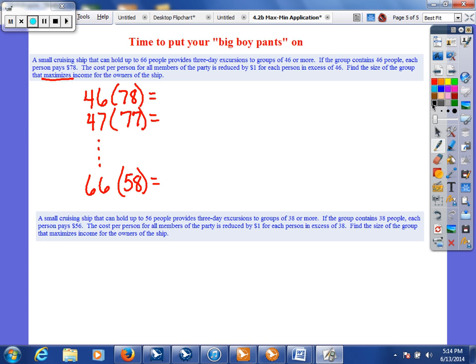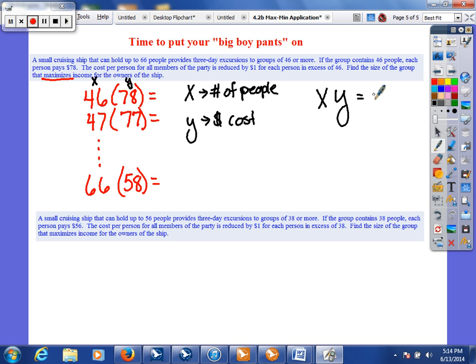Okay, I'm going to label the number of people, X, and the dollar amount, Y. Okay, so let me put it over here. X, number of people, and then Y is the dollar amount. How much it's going to cost, each person. So notice what we have is a primary equation, X times Y. That's going to tell us how much our income's bringing in. Okay, so X times Y is the income. And we want to maximize that.